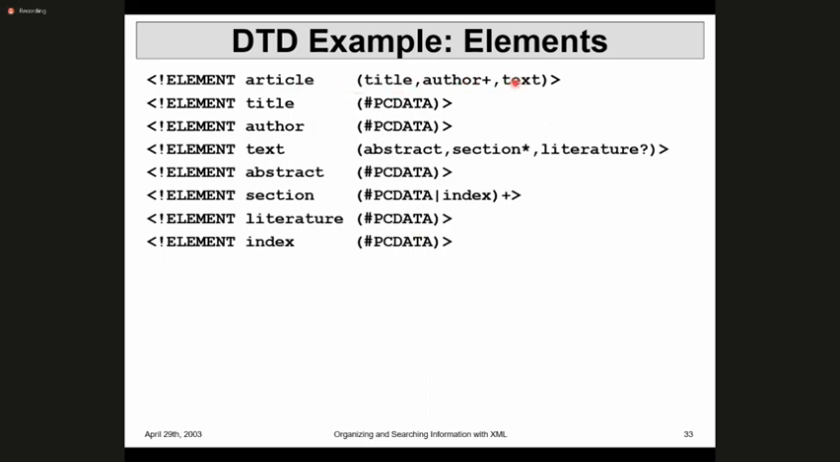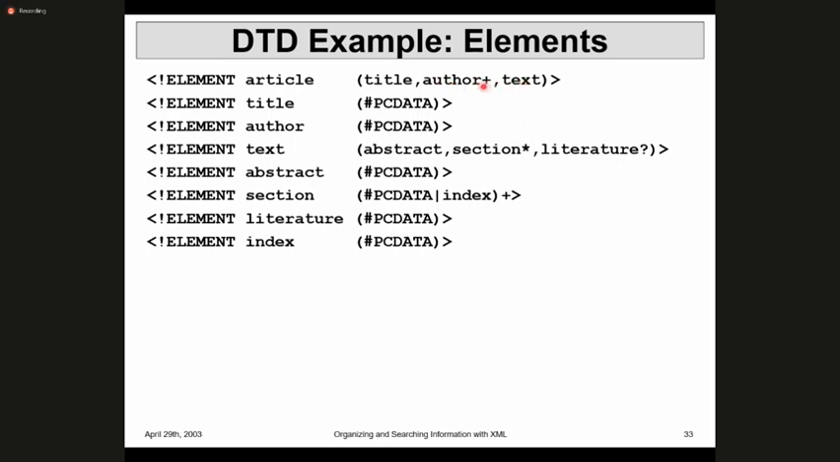The article element can have only these three sub elements, and not more than that. This is a DTD, document type definition, a definition for a particular document type. In this DTD example, the element is article, and it can have only these three sub elements: title, author, and text.